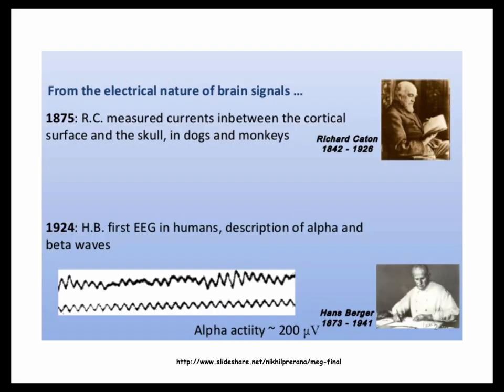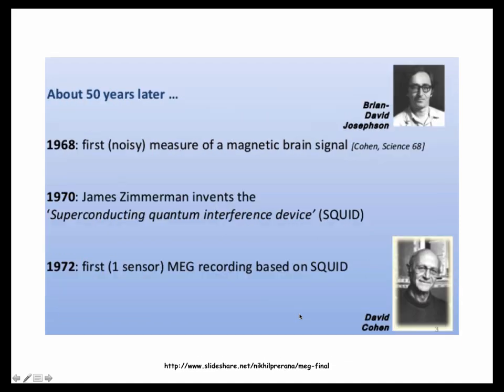Okay, so there's electrophysiologic mapping. Once again, without going into too much detail, it goes back as far as 1875, where Richard Caton measured currents between the cortical surface and the skull in dogs and monkeys. In 1924, Hans Berger measured EEG in humans and was the first to describe alpha waves and beta waves, looking at extremely low voltages, around 20 microvolts.